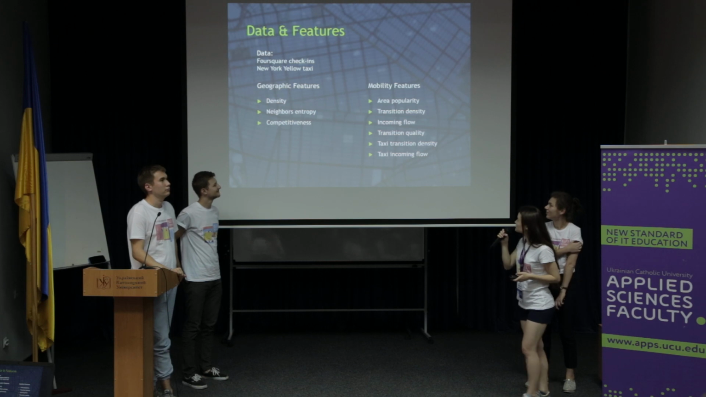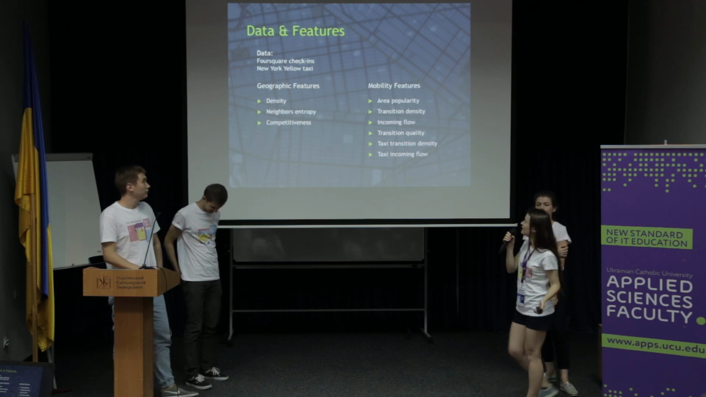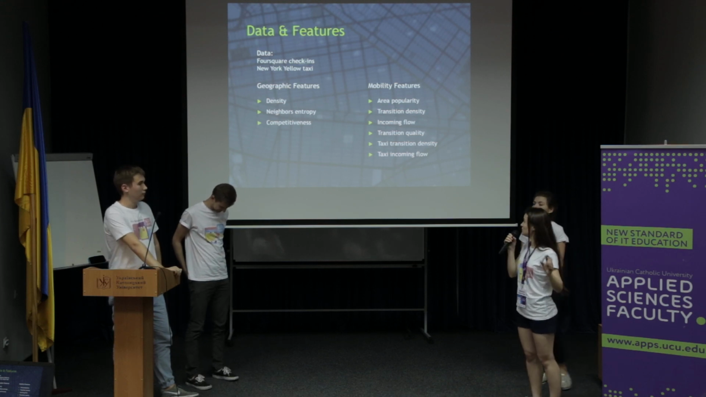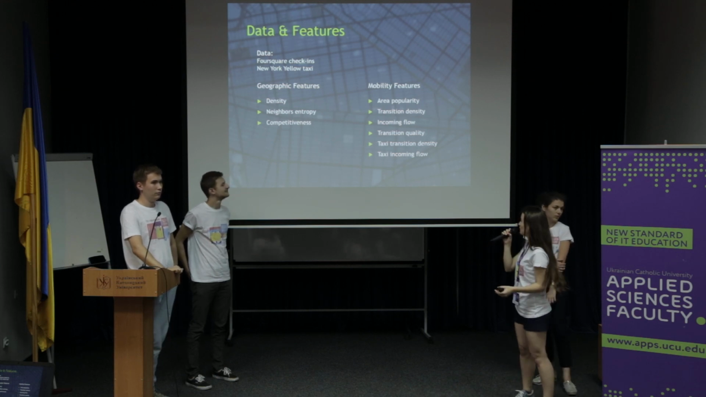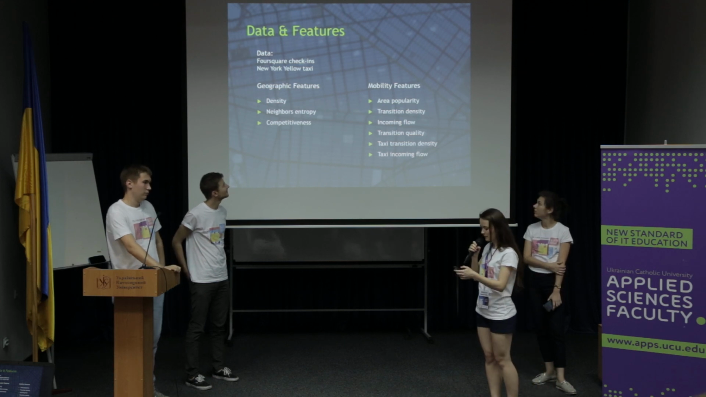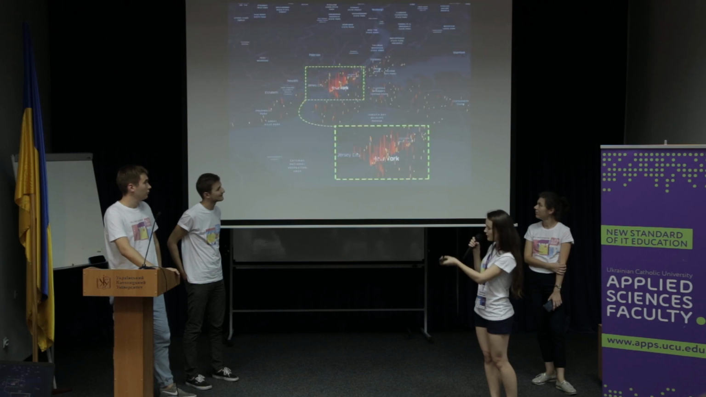Mobility features are all about transitions of people from one place to another. As was already said, we had two data sets to track them. We extracted six features. I unfortunately can't tell you about all of them, but I can show you two of them.